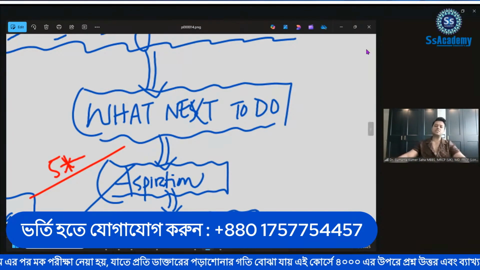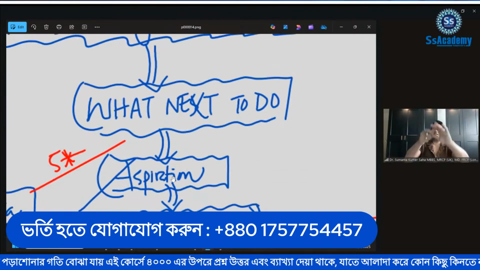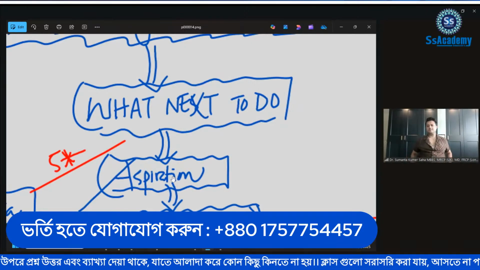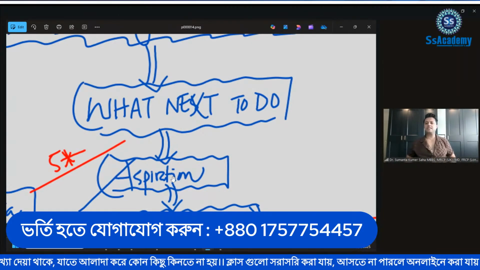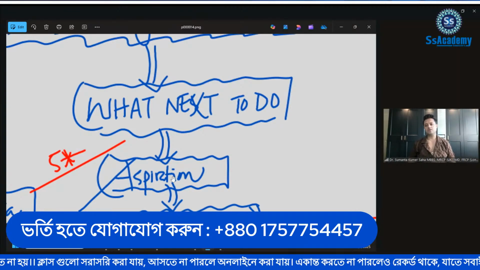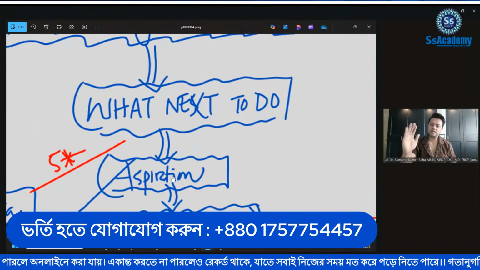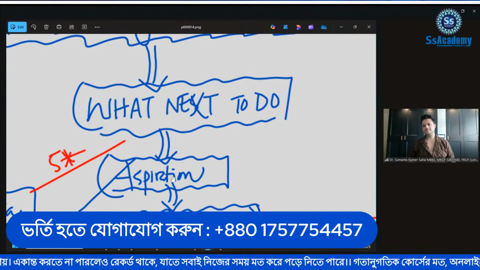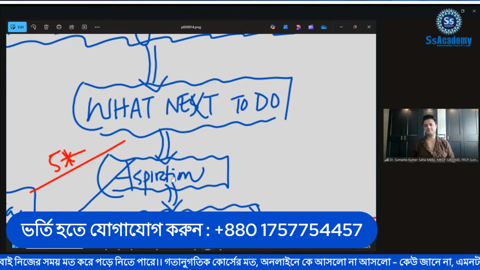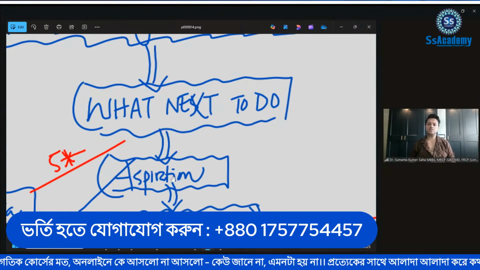So here's what to do next: joint aspiration. You need to aspirate the collection, the fluid, the exudate, the pus, from the joint. That is the scenario that is coming in every diet, because in your workplace you will get this patient. You need to make preparations for aspiration of the knee joint.